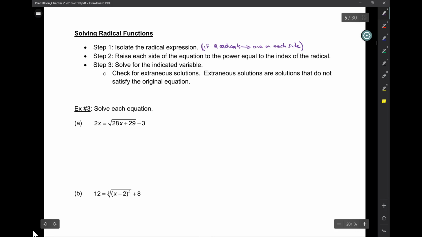Step 2, we're going to raise each side of the equation to the power equal to the index of the radical. So if it's a cube root, we raise to the power of 3. Solve for the indicated variable. And then this is the most important step: check for extraneous solutions. These are solutions that don't satisfy the original equation. Now, when you start squaring things, raising everything to the power of 4 and so on.